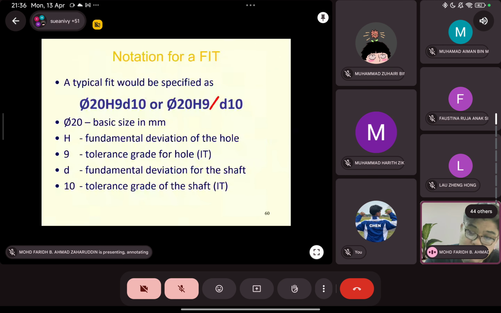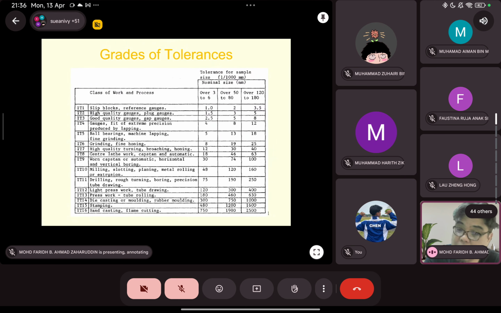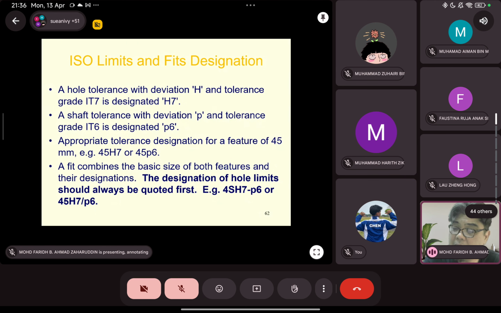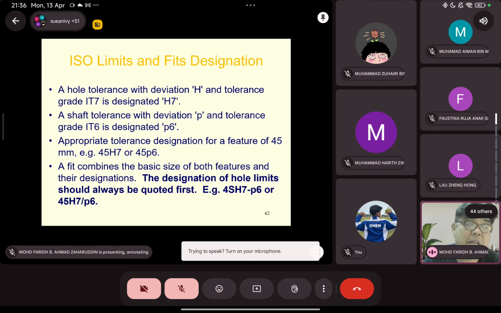Normally in the fit, we call it fit. In the fit, it will be like this: 20 mm diameter, H9, D10, where the H is the fundamental deviation for the hole, small d is the fundamental deviation for the shaft, and 9 and 10 are the tolerance grades. 9 is for the hole, 10 is for the shaft. That's it. I'm not going to explain this one. This one as well is the same, it must be a fit.